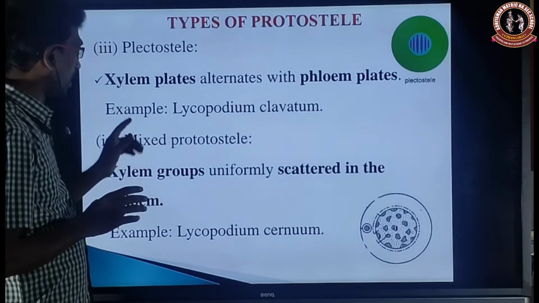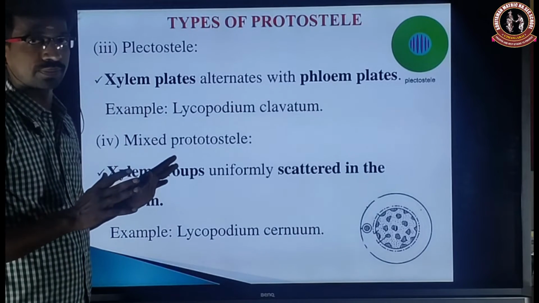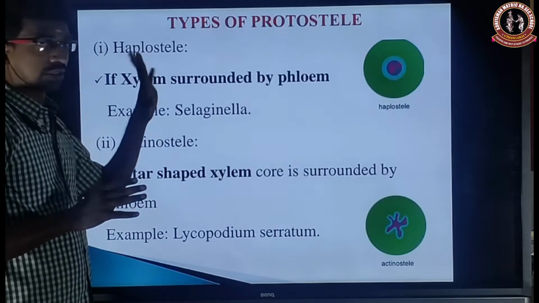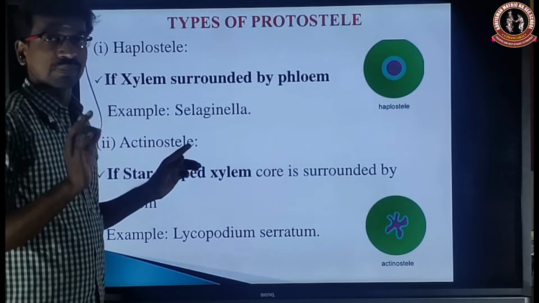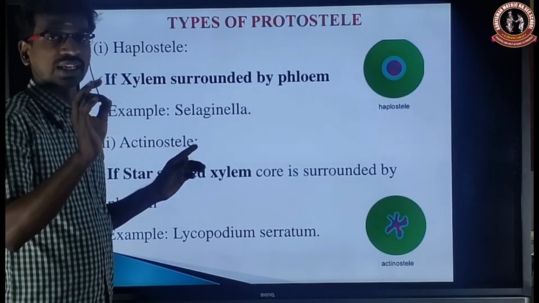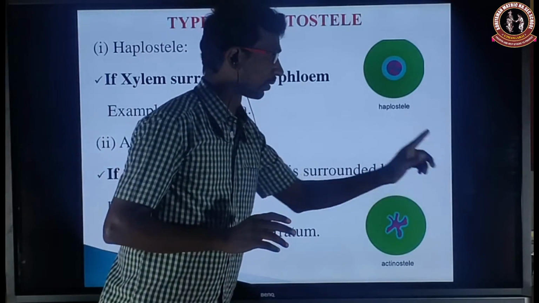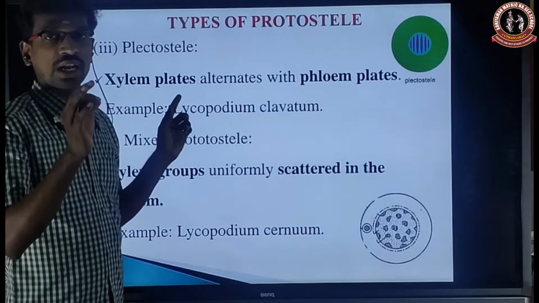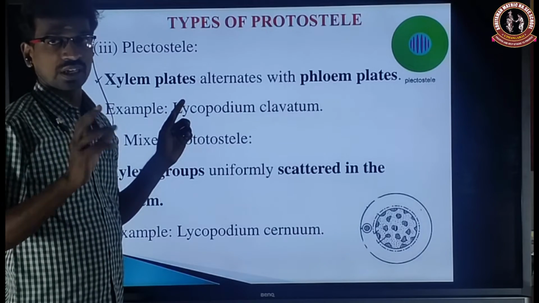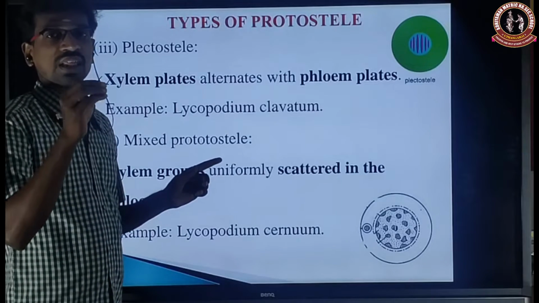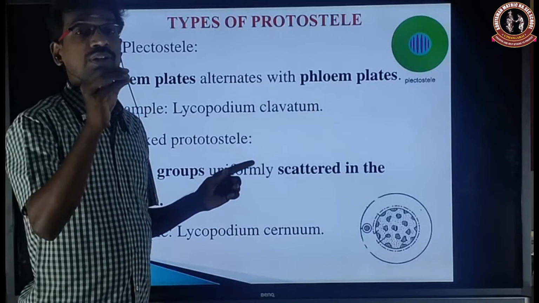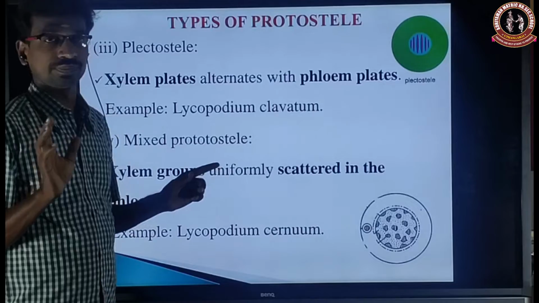Okay, so these are the different types of protostele. Haplostele is similar to a protostele. Actinostele, that means the xylem looks like a star shape. Plectostele, the xylem looks like a plate, and it alternates with the phloem. Mixed protostele, the xylem is uniformly distributed in the phloem.